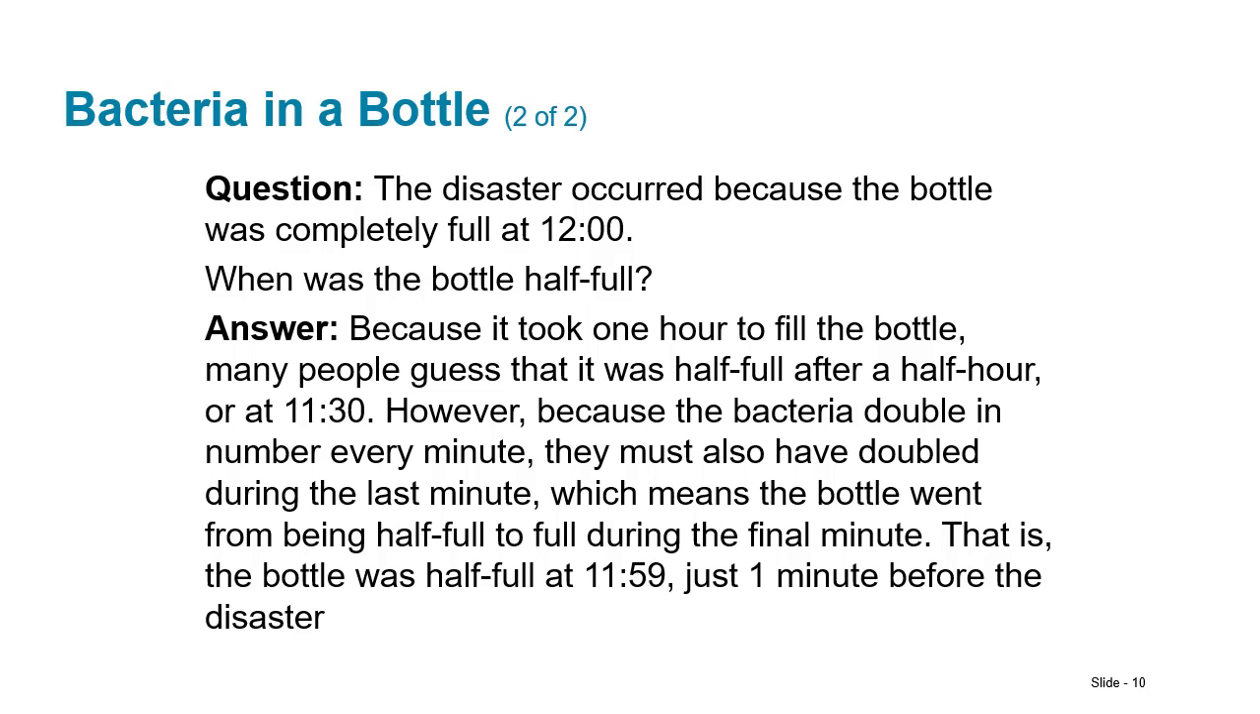So the disaster occurred because the bottle was completely full at 12. When was the bottle half full? Well, remember, it doubles each minute. So it was half full at just 11:59. So you were just 1 minute away from a disaster if you had stopped the growth at 11:59.